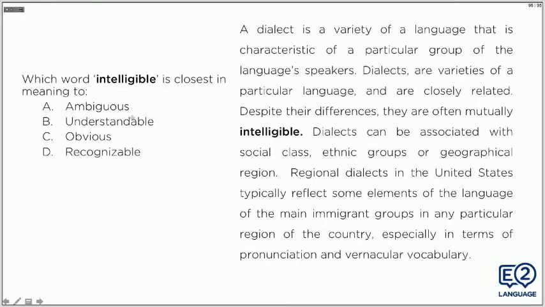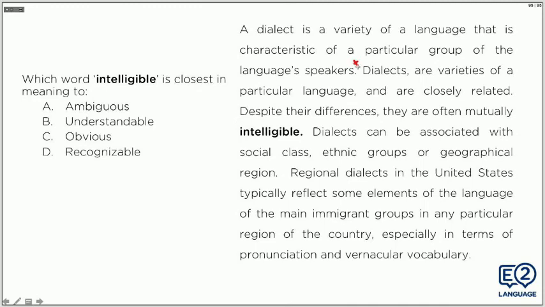So number 1, we read the highlighted word, intelligible. Intelligible. And we can see there's something in here about intelligence perhaps. You can break this word down. Then we've got ambiguous, understandable, obvious, and recognizable. Then we find the word here in the paragraph, and we want to read this sentence. It says, dialects are varieties of a particular language and are closely related. Despite their differences, they are often mutually intelligible.